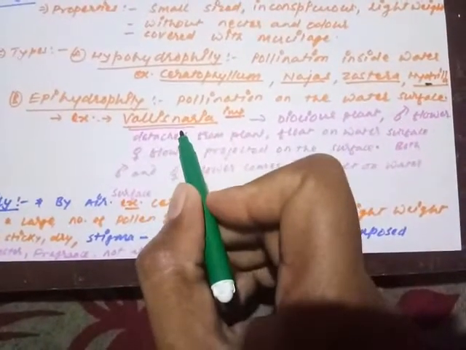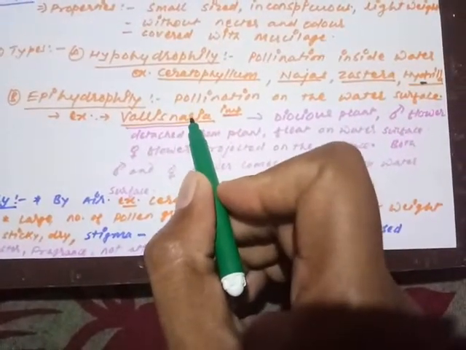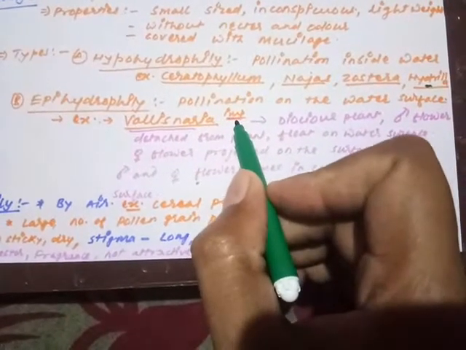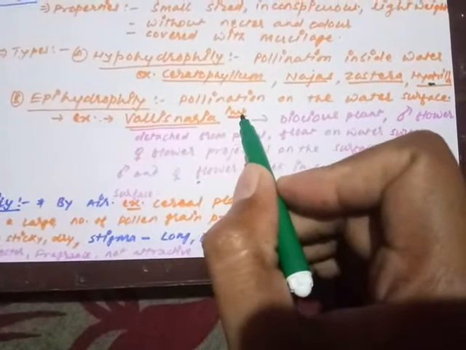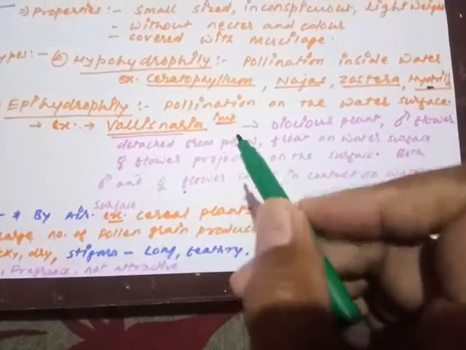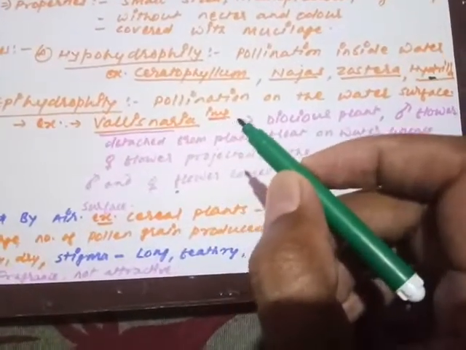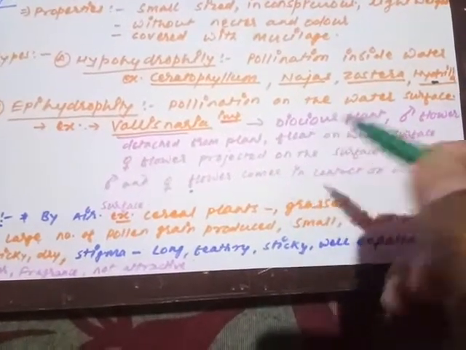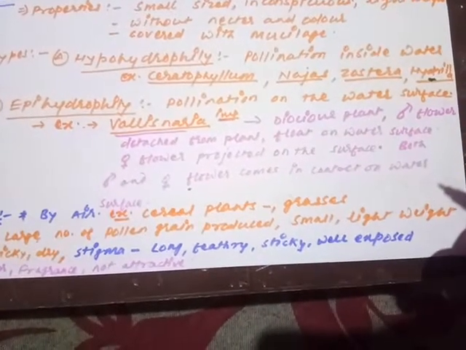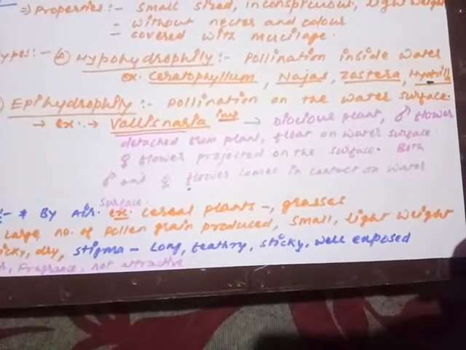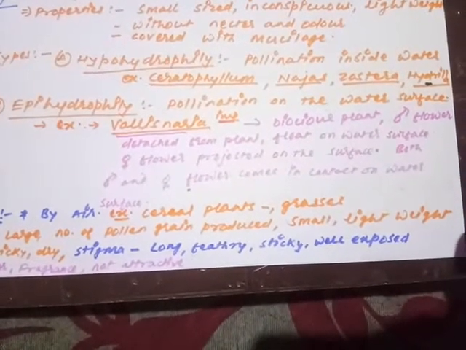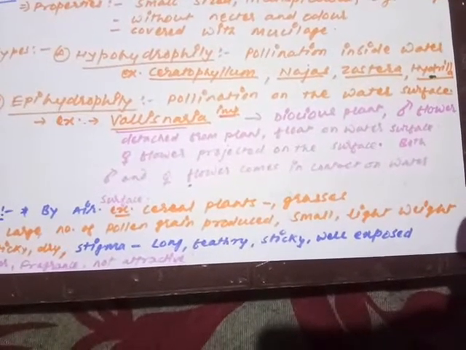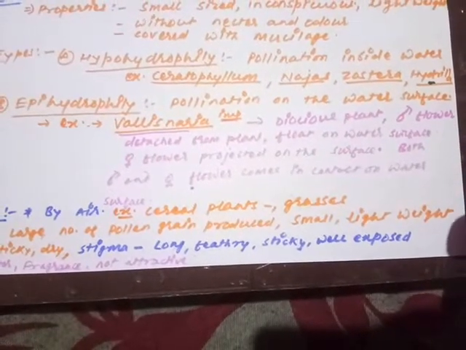For the CBSE examination, a very important question: Vallisneria. Vallisneria is a very important example. Every time the examination has such questions. Vallisneria is an example of epihydrophily, or hydrophily. This is a dioecious plant. Dioecious plant means both male and female plants are separate. The male flower is present on a separate plant and the female flower is present on a separate plant.